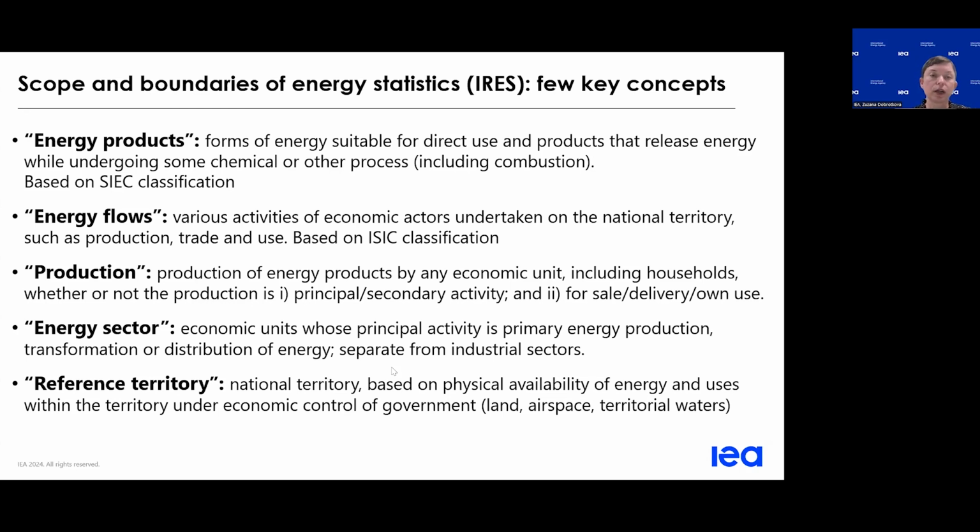What's important to track in production is, for example, whether the energy produced is produced through entities whose primary activity it is to produce energy or who have it as a secondary activity. It's also important to track whether the energy is for sale or for own use, etc.